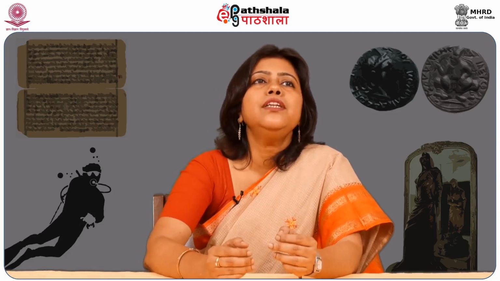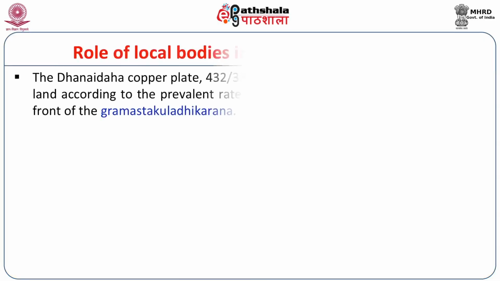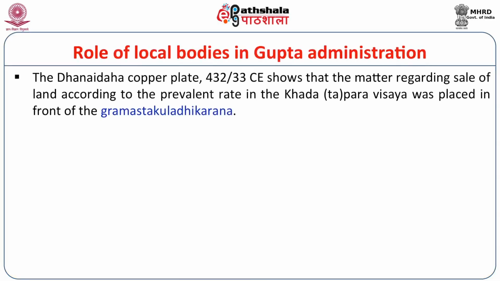element which we find only in the administration of the Guptas and not before in any one of the administrations preceding them. The Dhanaidaho copper plate. Dhanaidaho is again in North Bengal. Of 432-33 CE, it shows that the matter regarding the sale of land, all of the charters record the sale of land and the subsequent gift of land. So these are called the combined deeds of land sale and land donation.